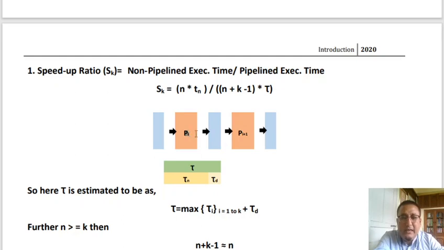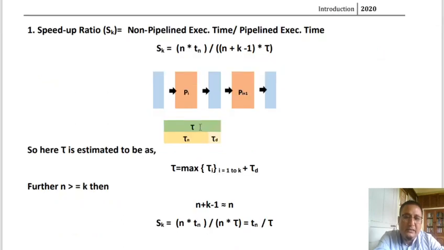Again, let pi and pi plus 1 be the two phases. Between the execution of the two phases pi and pi plus 1, there is a delay because of the implementation of the latches between them, because the output of one phase should go to the input of the next phase, right?